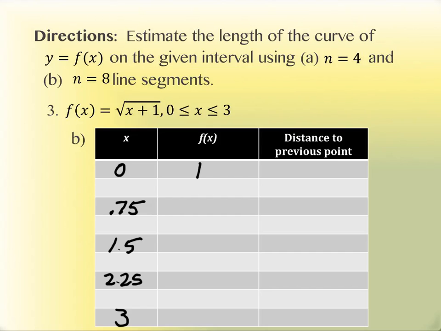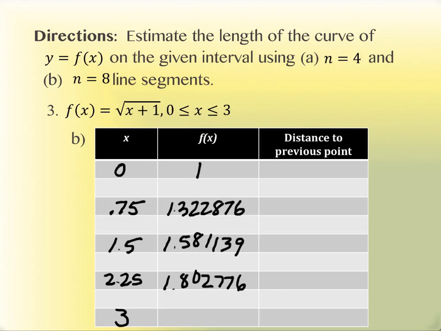We found this to be 1. This one was 1.322876. This was 1.5. 581139, 1.802776, and 2. I just need to split those into smaller segments now.